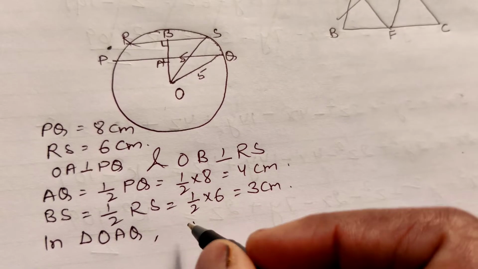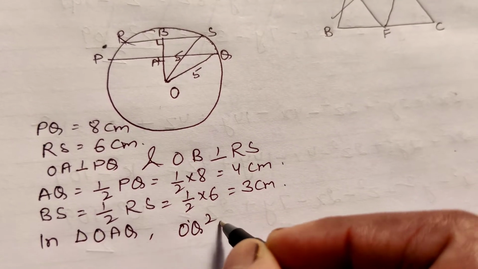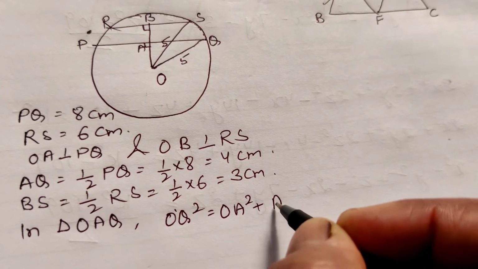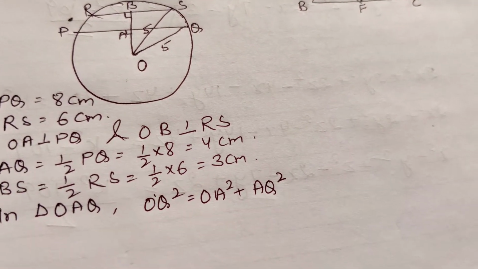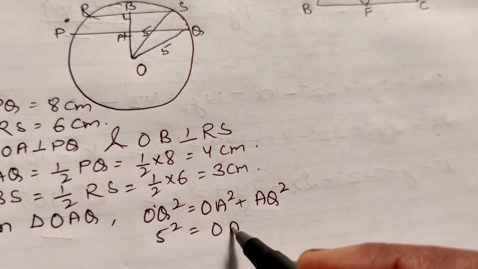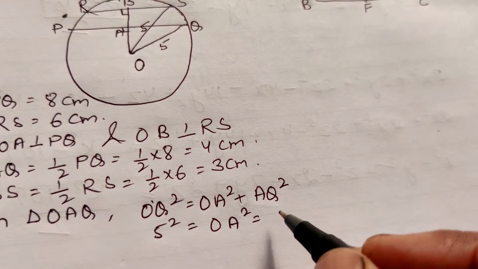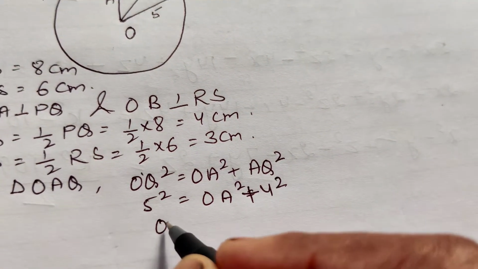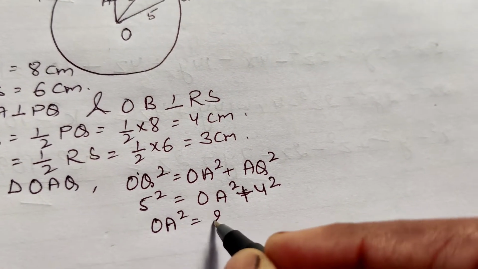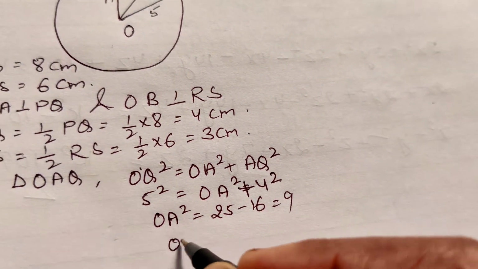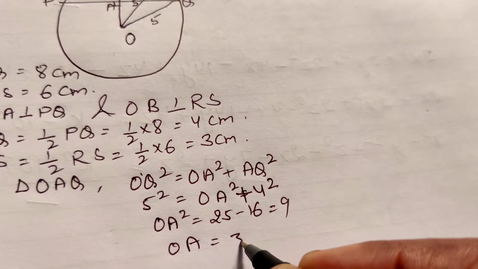In triangle OAQ, OQ square equals OA square plus AQ square. So OQ square is 5 square. We have to find OA square, and AQ is 4 square. So OA square equals 25 minus 16, which is 9. OA equals 3 cm.